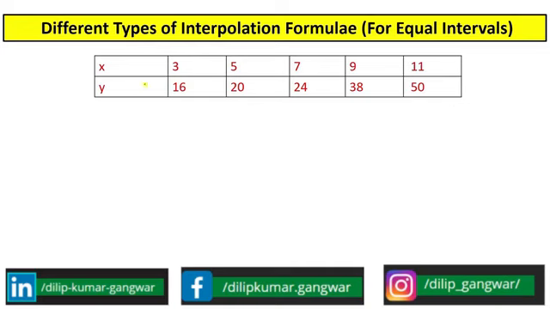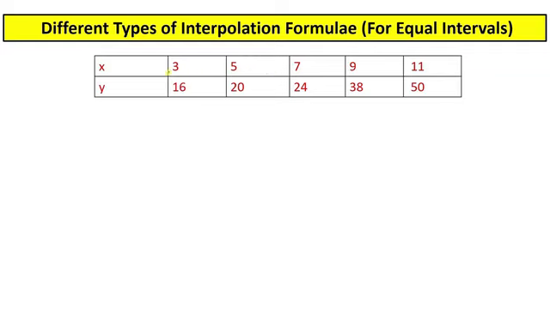Just to recall, let's say we are given some values of the x: 3, 5, 7, 9, 11, and the corresponding values of the y are 16, 20, 24, and so on. Now, the difference between these x values is actually equal. The difference between 3 and 5 is 2. Between 5 and 7, it is also 2. 7 and 9, it is 2. And the difference between 9 and 11 is also 2. So all these values of x are equally spaced, or have an equal interval gap. Newton forward and Newton backward can only be applied if all these x values are equally spaced.